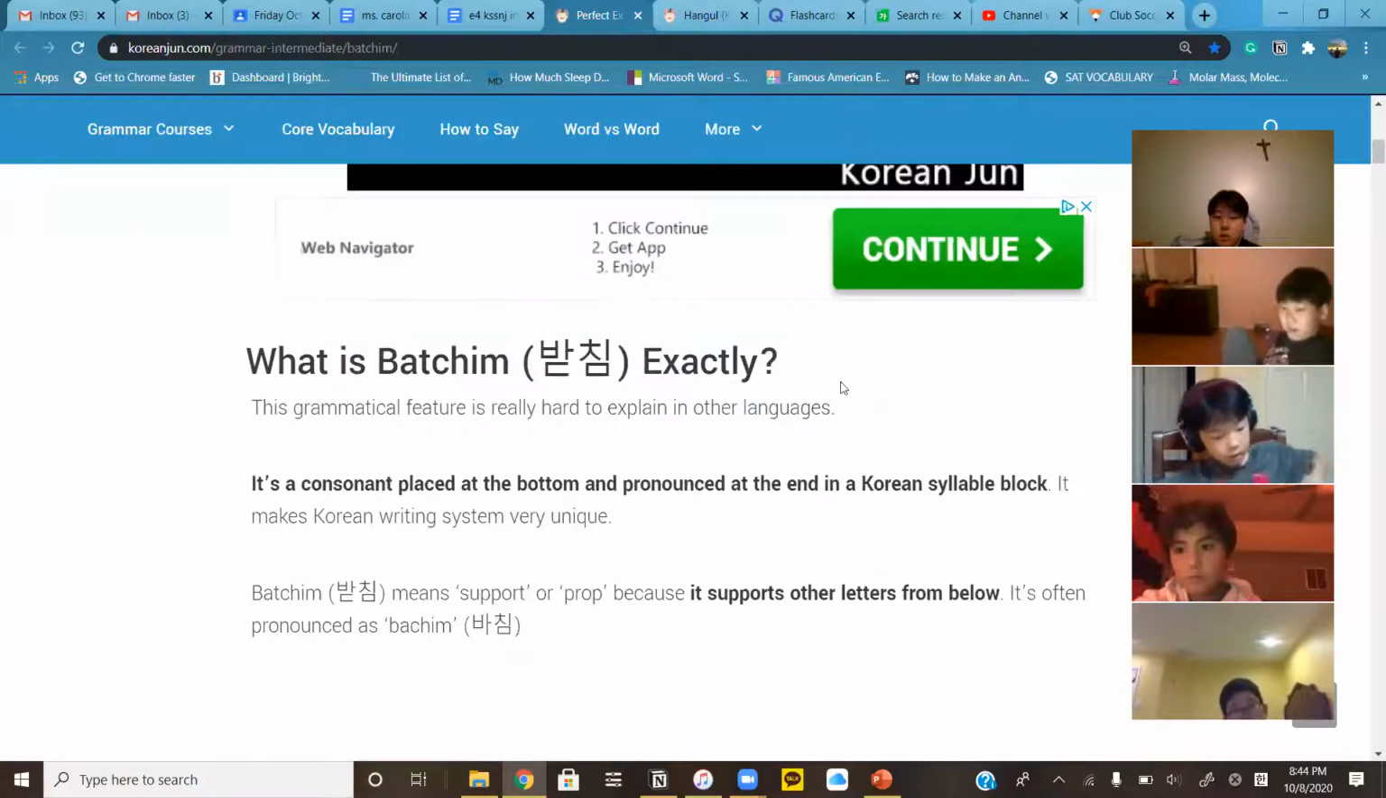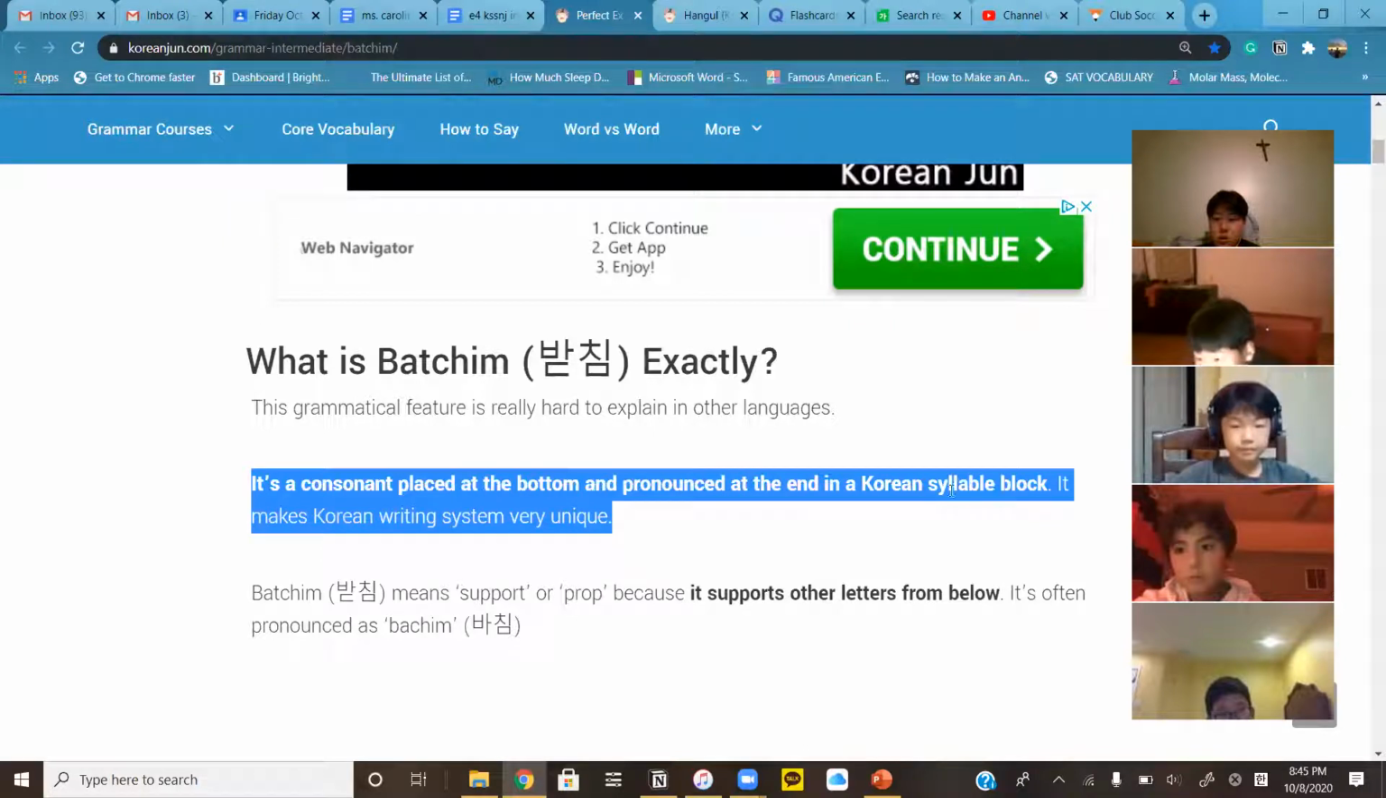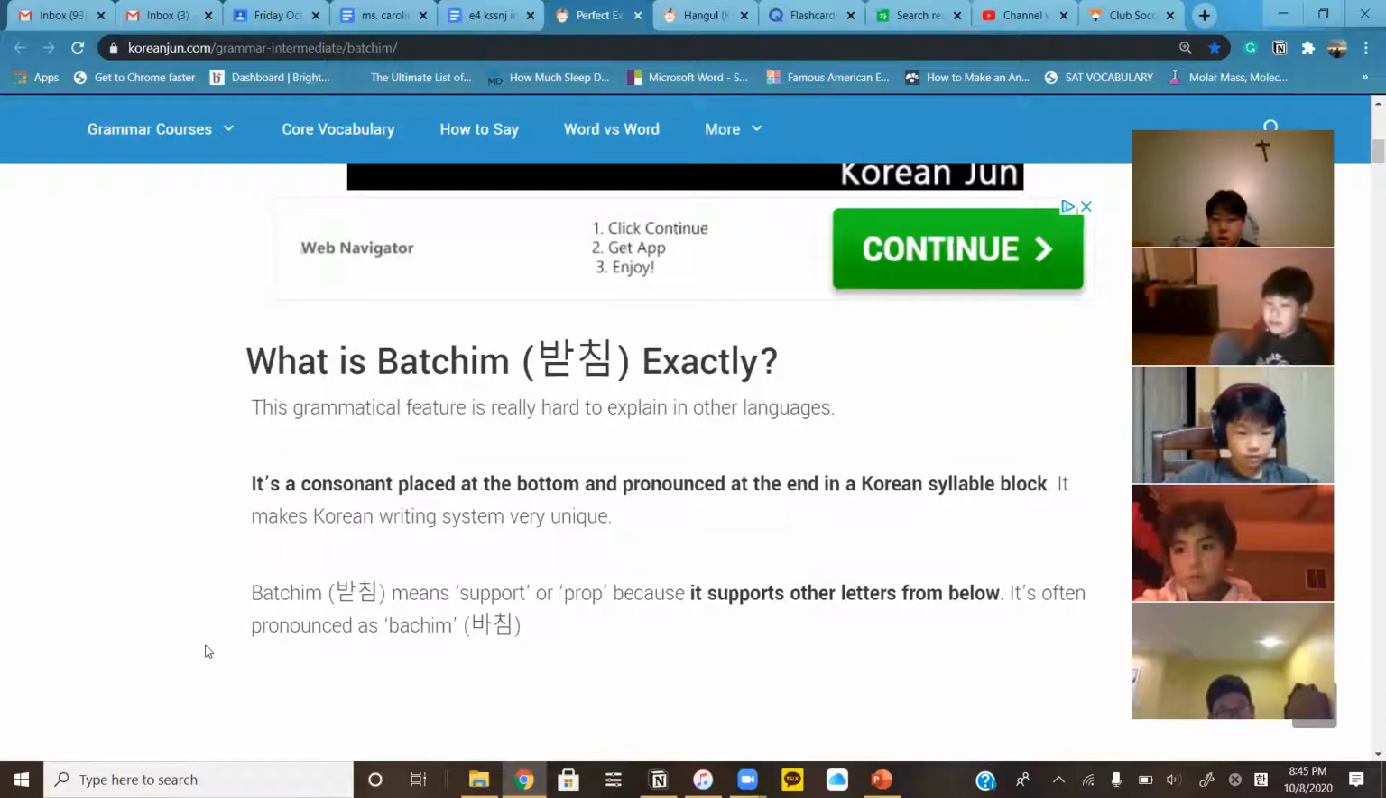This grammatical feature is really hard to explain in other languages. It's a consonant placed at the bottom and pronounced at the end in the Korean syllable block. It makes the Korean writing system very unique. Pachim means support or prop because it supports other letters from below. Okay, does everyone get that? Pachim is supporting the block, whatever word it is.